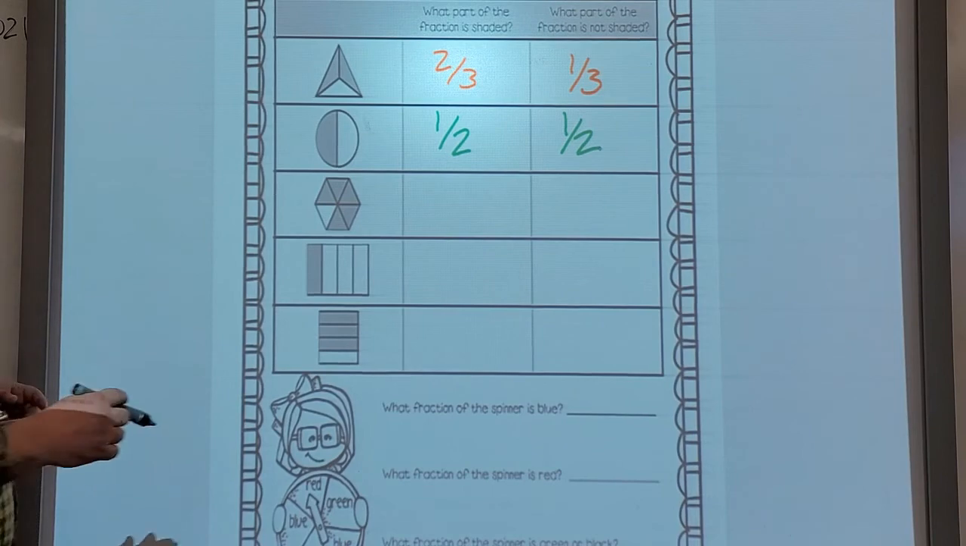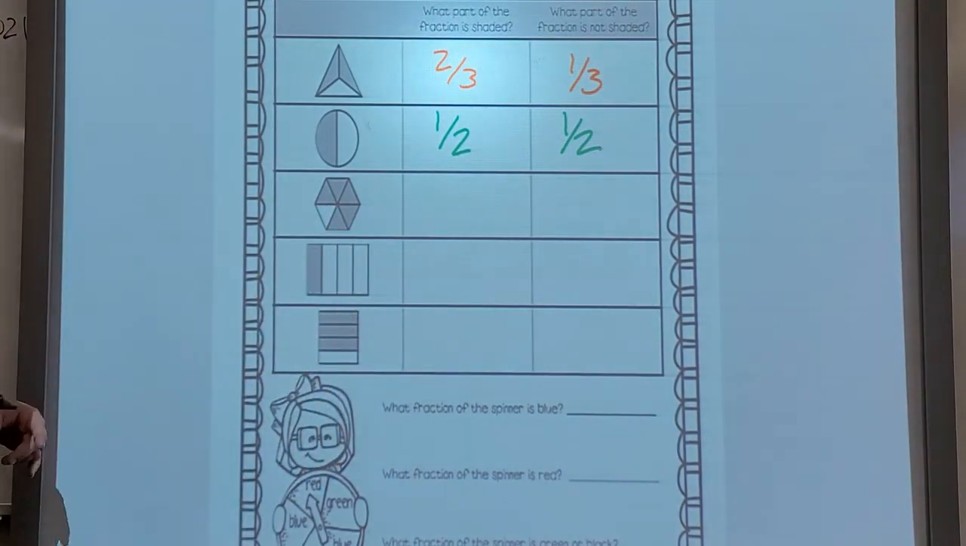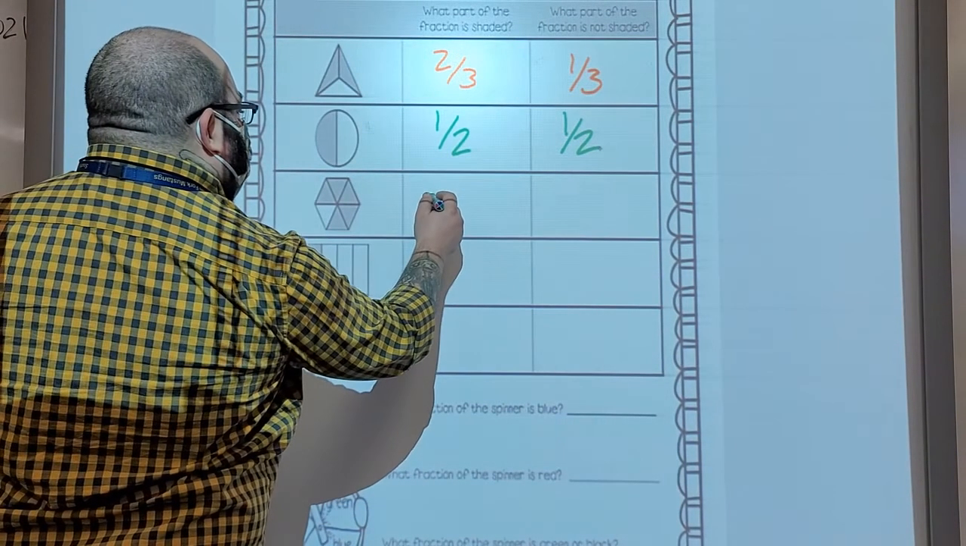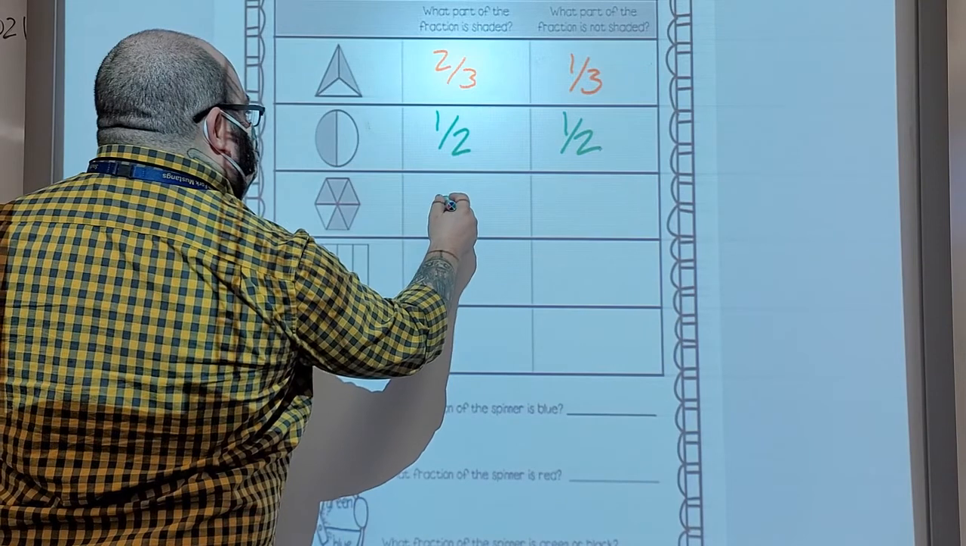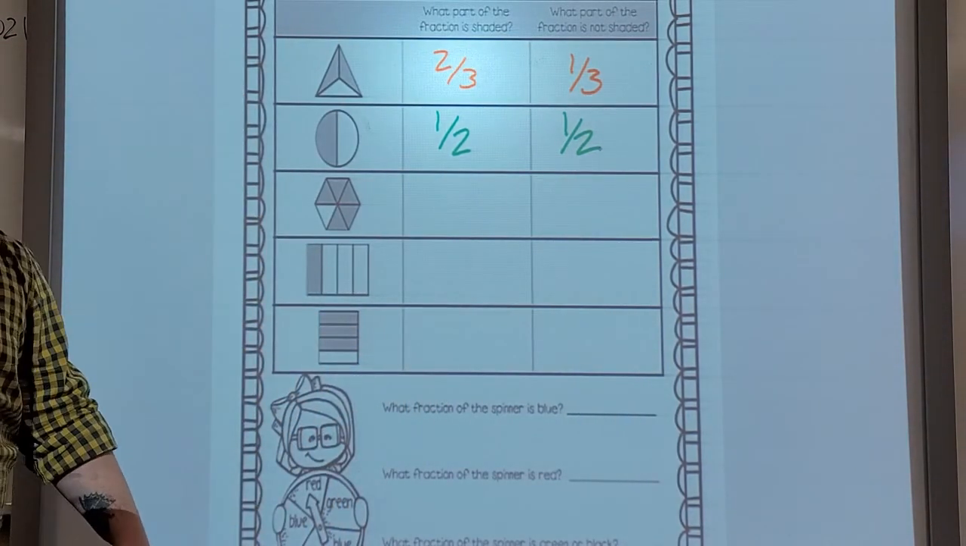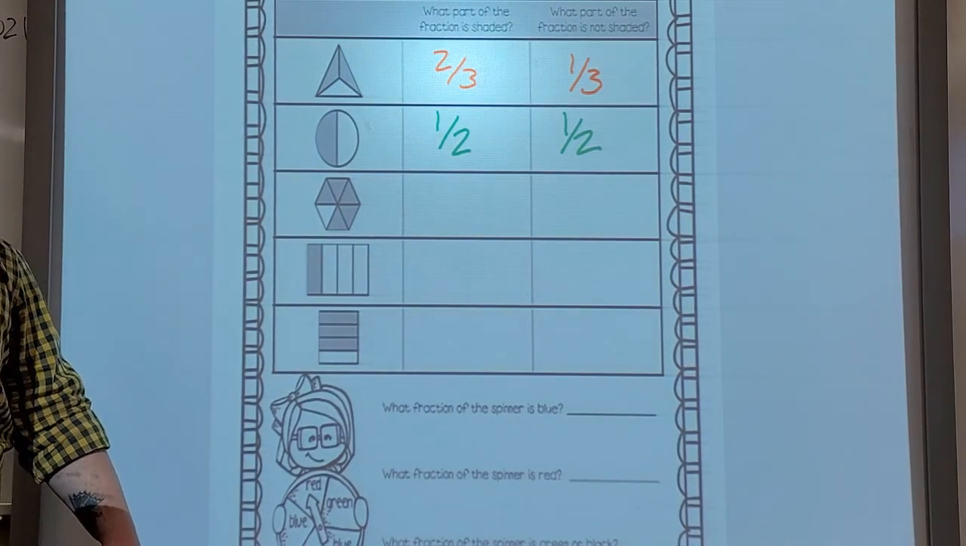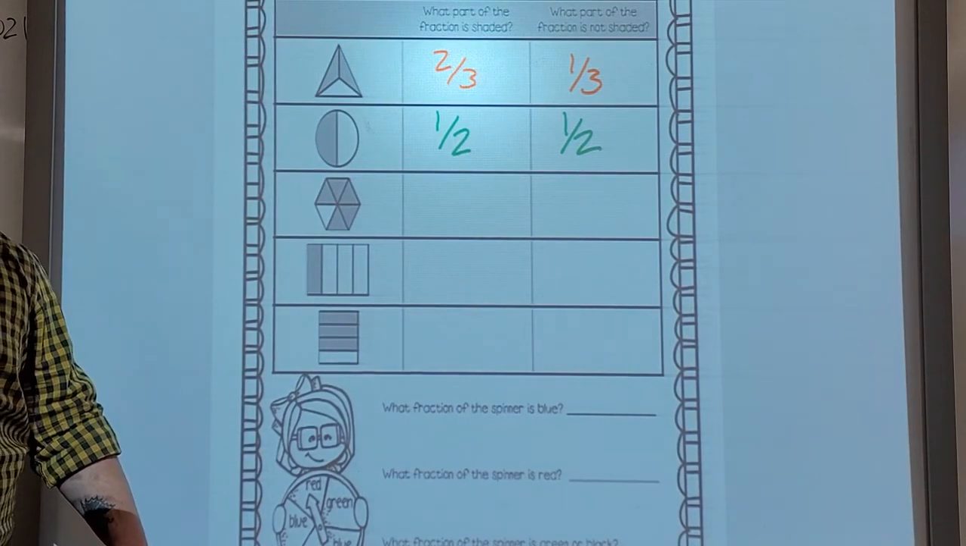6. So we have 6 parts. It's not 6 fives. It's what? Nope. Nope. Remember the denominator. Denominator is the bigger one. The denominator is the number of the whole. Try it again.